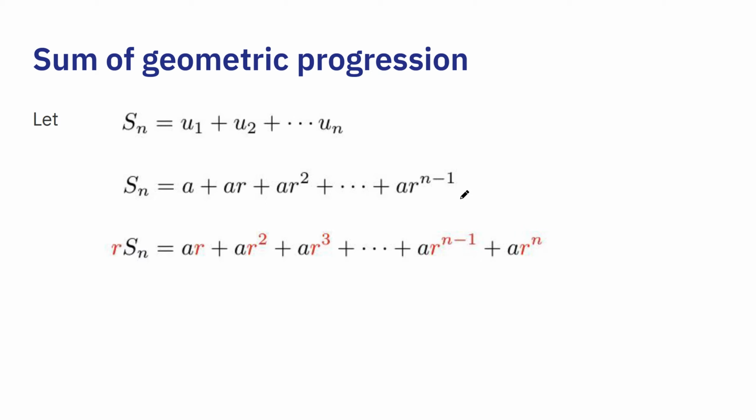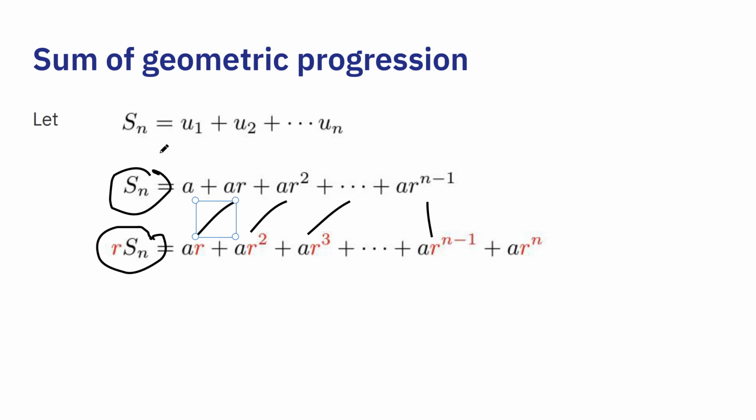Okay, so what happens when we multiply everything by r? The left side becomes r times Sn, and every single term on the right will be multiplied by r. So a becomes ar, ar becomes ar squared, ar to the power of n minus 1 becomes ar to the power of n. Now you realize that there are a lot of overlapping terms between these two. So what can we do? We can take the larger one and subtract the smaller one.